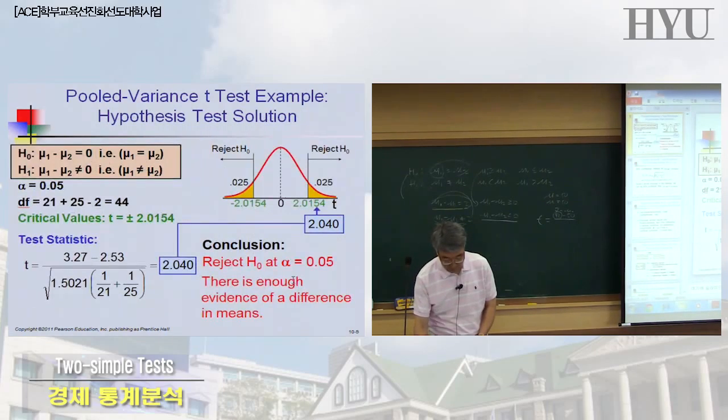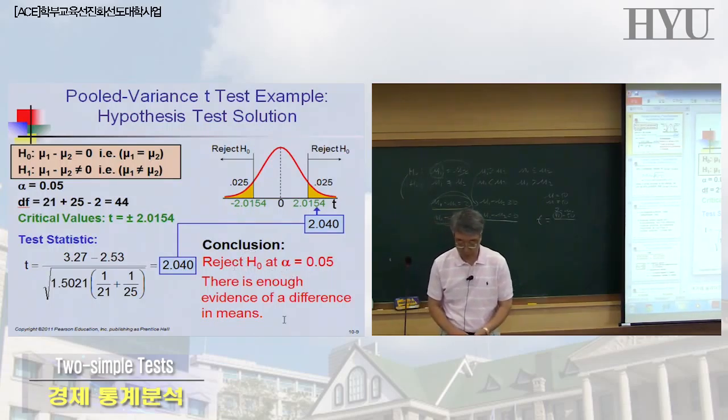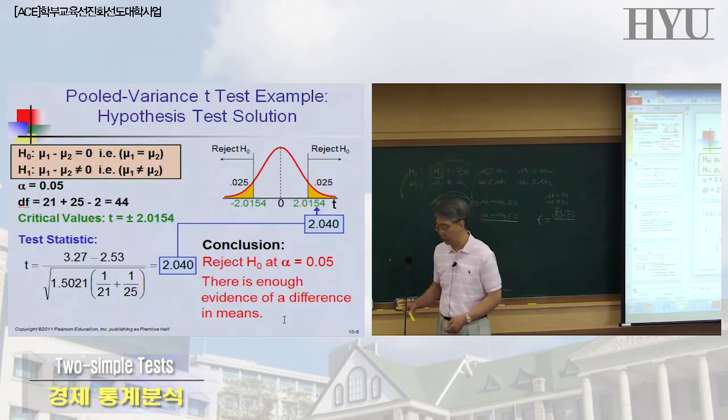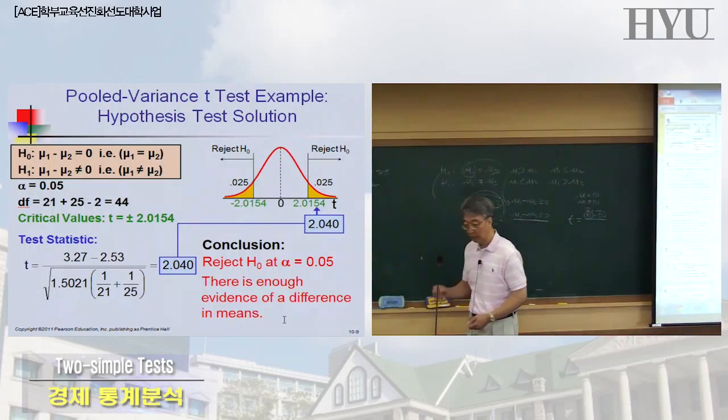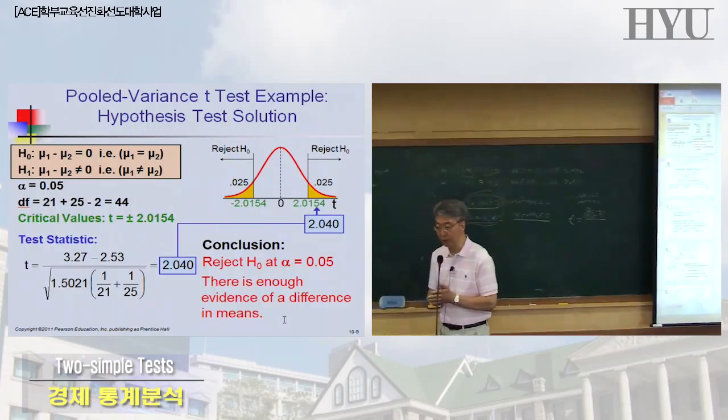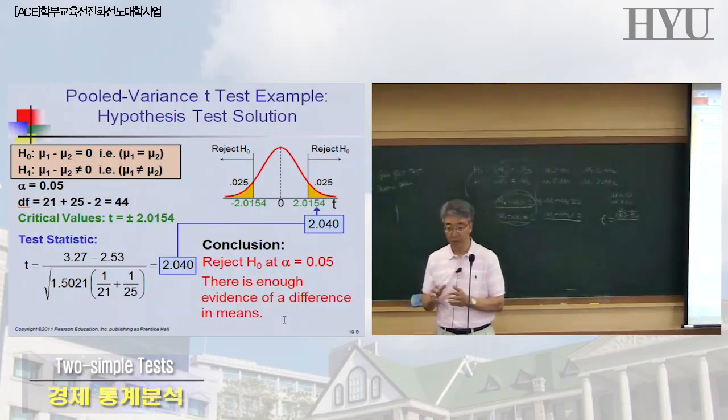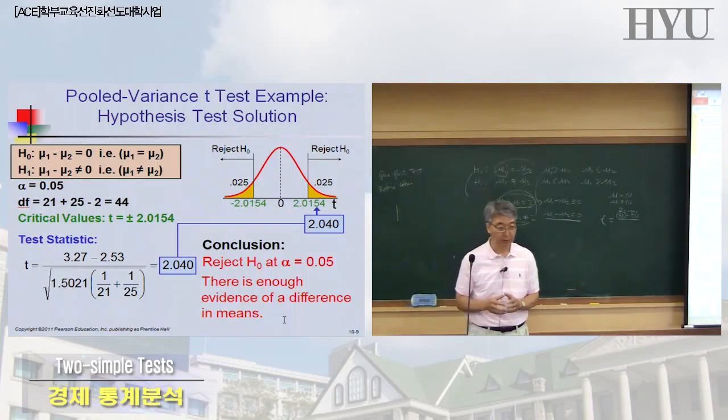And using the degrees of freedom of 44, we find the critical value is 2.0154, right? But our test statistic is 2.04, so that's slightly larger than 2.015. So our conclusion is to reject the null hypothesis, and we have sufficient evidence that the two population means are different, or that the average dividend yield is different between NYSE and NASDAQ, right?